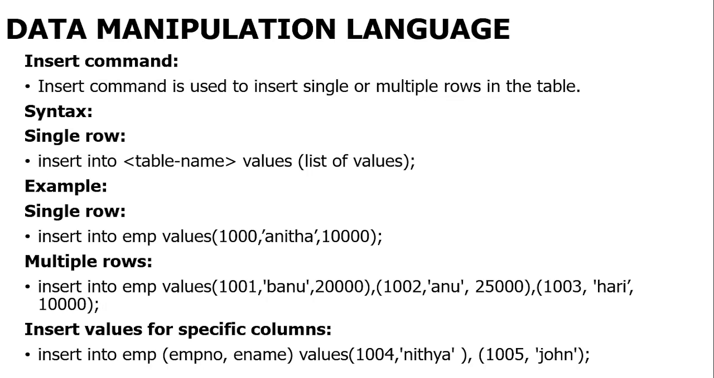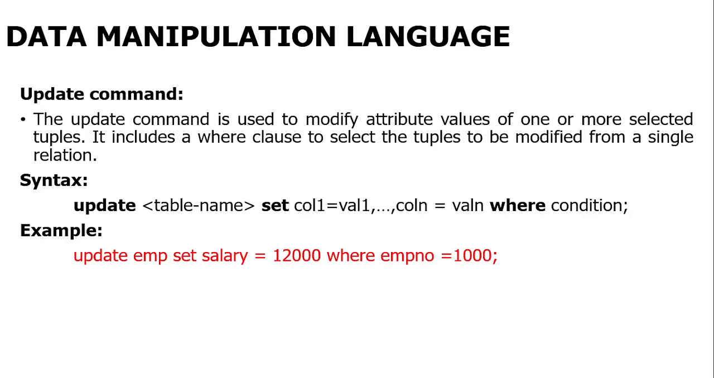Data manipulation language, insert command. The insert command is to insert the values in a table after creating it. Update command. The update command is used to modify the attribute values of one or more selected tuples. It includes a where clause to select the tuples to be modified from a single relation. So update table name, set the respective col1 value to respective val1 depending on the condition.